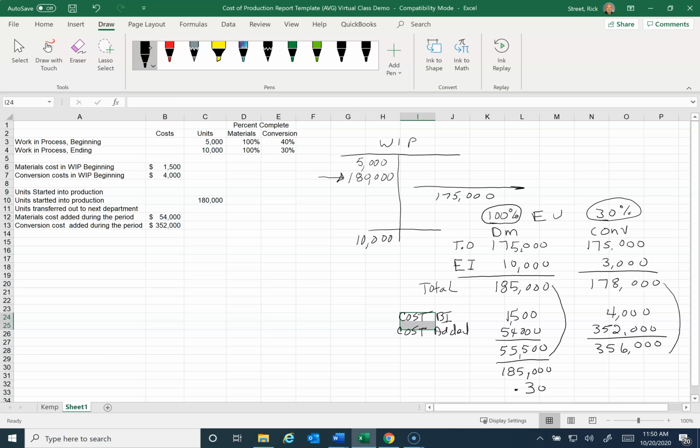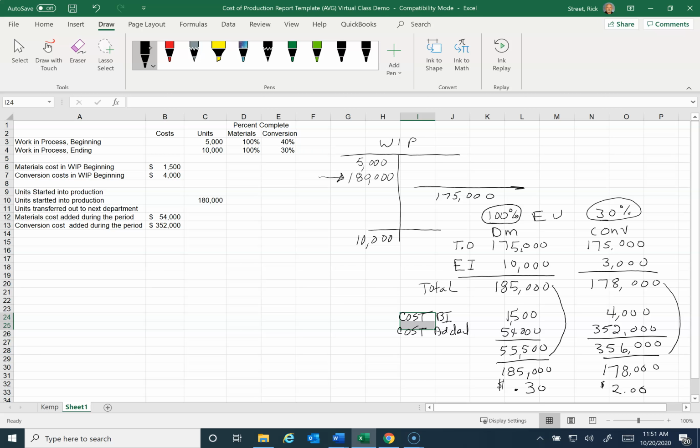We'll pull down our equivalent units of 178,000, and that's going to give us a cost per equivalent unit of $2. So our total cost per equivalent unit is $2.30. What we now want to do is apply our cost per equivalent unit to the units that we have up here represented in this T account.